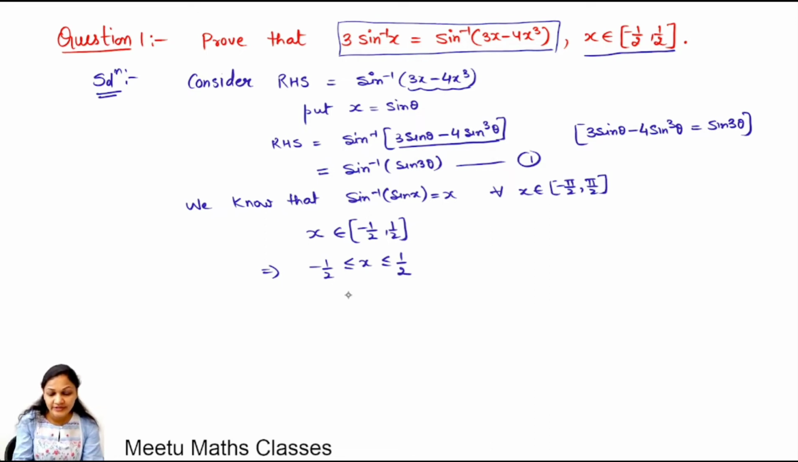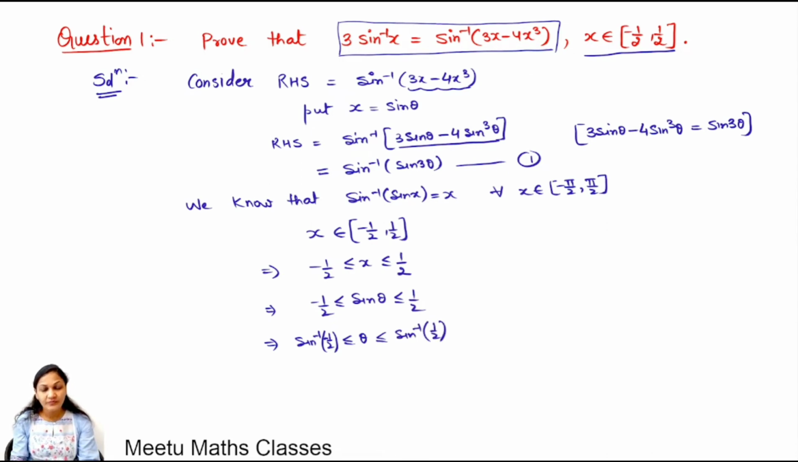Now we have substituted x as sine theta. So sine theta is lying between minus half to half, and this implies that theta must lie, because sine theta is an increasing function, so when sine theta is increasing, theta is also increasing. So it will lie between sine inverse of minus half and sine inverse of half. Sine inverse of minus half is minus pi by 6, and sine inverse of half is pi by 6.